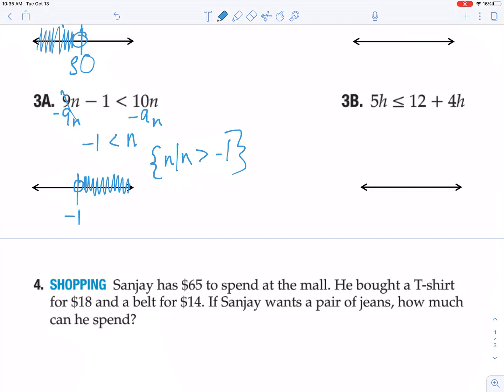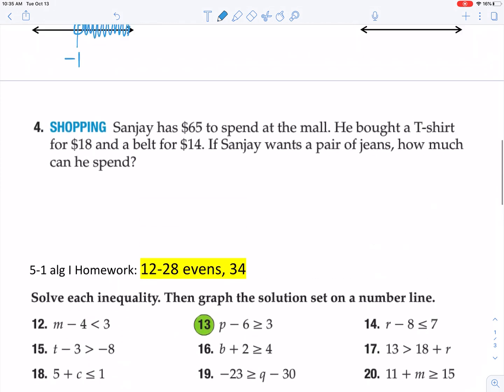All right, we're going to do that word problem in class tomorrow together.